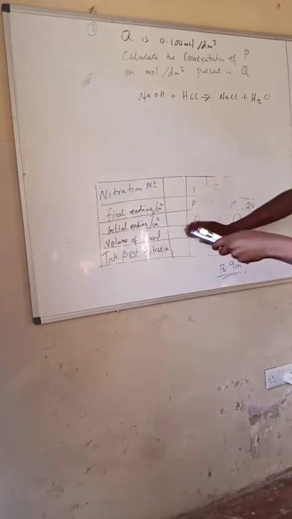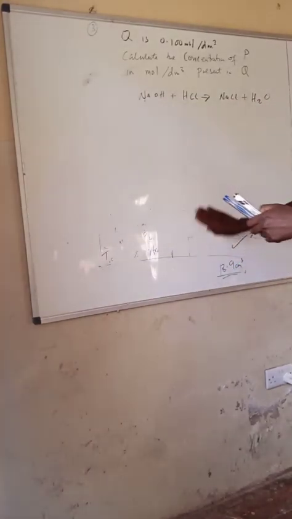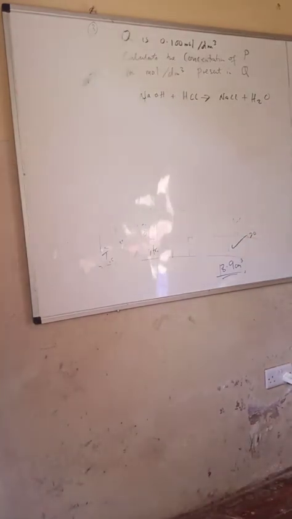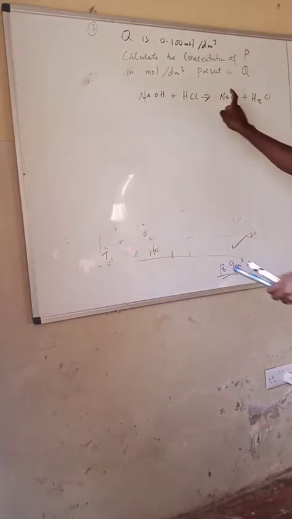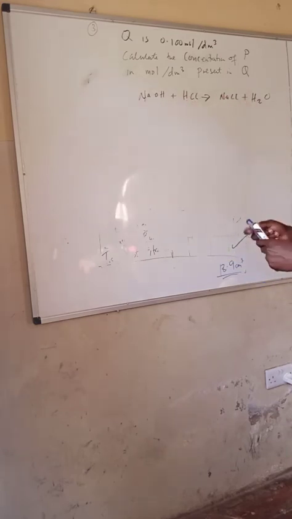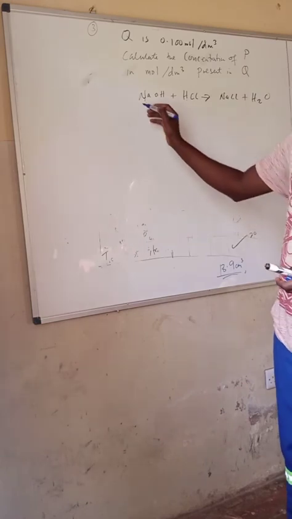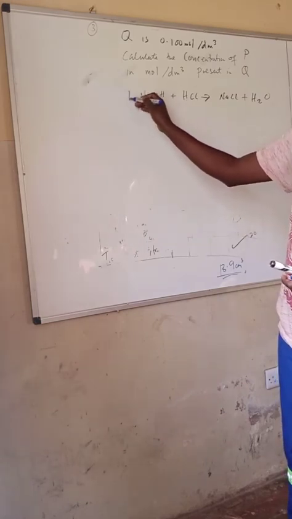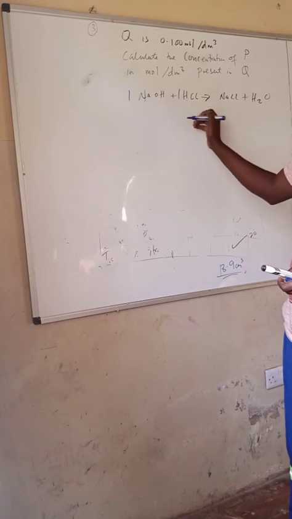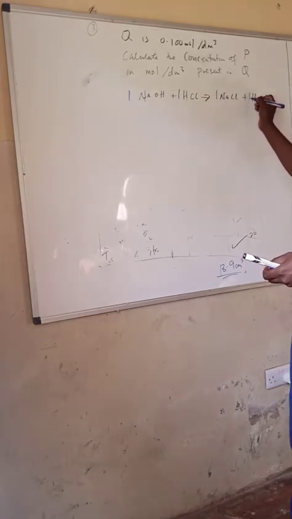We'll balance the equation now. How do you balance it? Sodium 1, sodium 1. Chlorine 1, chlorine 1. Hydrogen 2, hydrogen 2. It's already balanced. The numbers in front of these are called moles. There's an invisible 1 here. If there's no number, it's assumed to be 1.